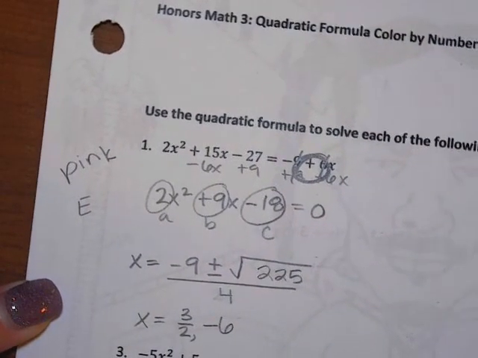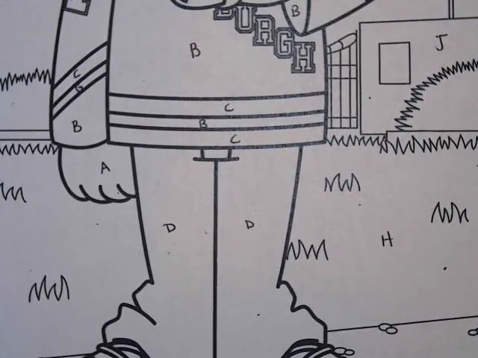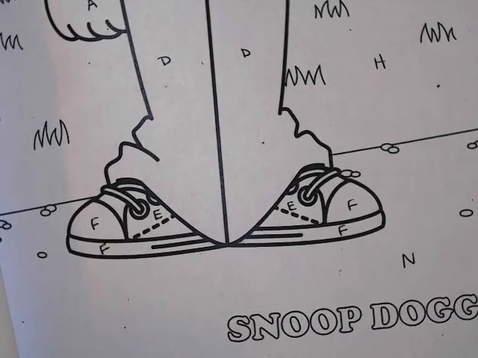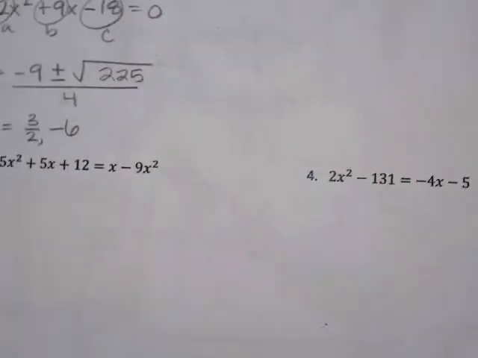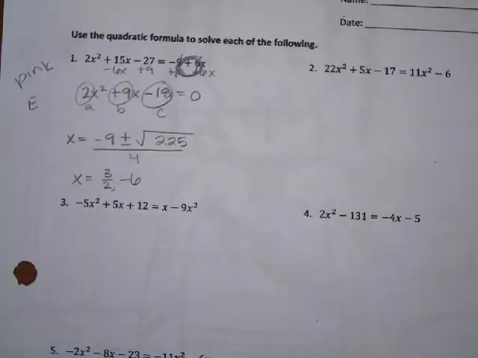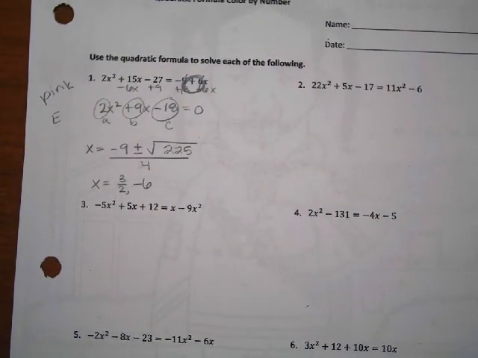And so that means that Snoop has pink sneakers for me. What color sneakers do you guys have? Red sneakers? Red. What color did you have? Red. Did everyone use red? Blue sneakers? All right. So, Miss Rice, I don't feel like doing math. I'm just going to color Snoop. No.